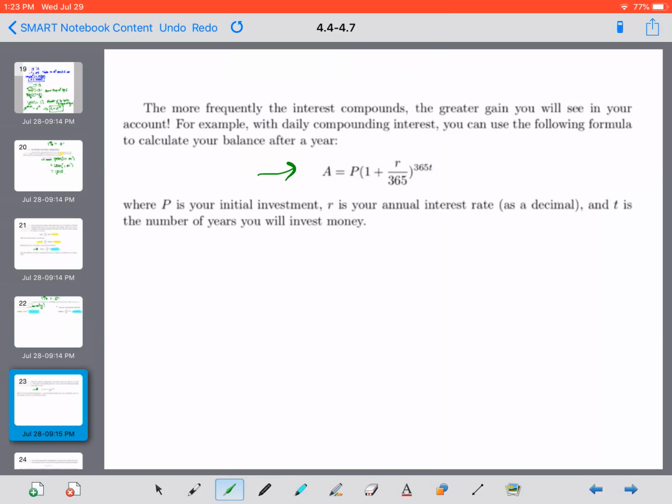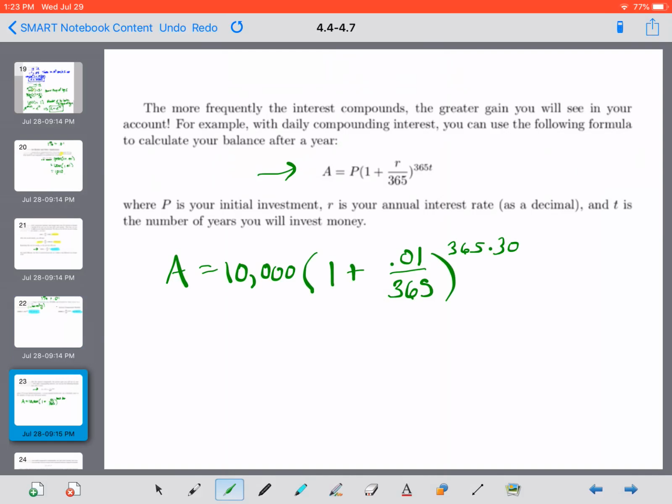And so in this example that we saw before, if you want to know how much you'll have in the future, you take your initial investment of $10,000 and then multiply that by 1 plus the interest rate, that's 0.01, divided by 365, because there's 365 days in a year, and raise that to the power of 365 times the number of years. I think in the last example we did 30 years. And what you end up getting then is 13,498.53. I just put this into a calculator because there's no way I can actually compute this.